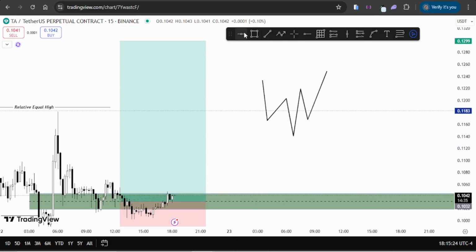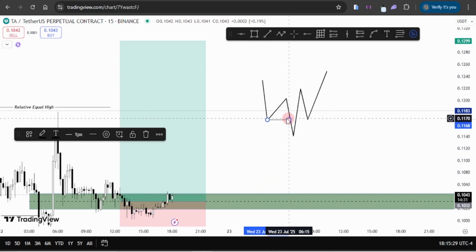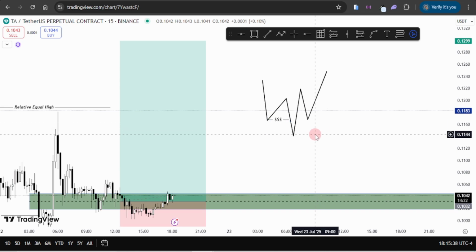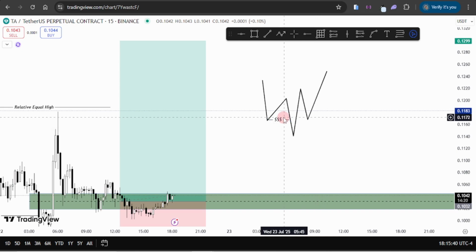So if you have a break of structure here, that means in form of a liquidity hunt, trap, or what ICT calls turtle soup. Other schools of thought call it liquidity sweep.